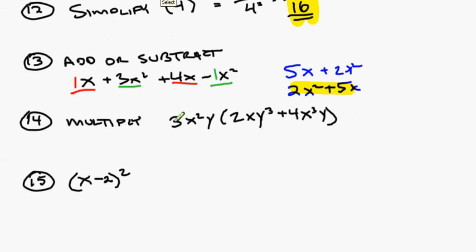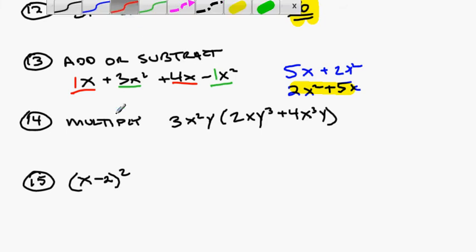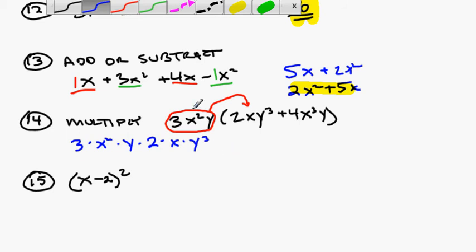For 14 here, I'm supposed to multiply 3x squared y times 2xy cubed plus 4x cubed y. So I am going to take this 3x squared y, and multiply that times 2xy cubed. So this now becomes 3 times x squared times y times 2 times x times y cubed. Then I'm going to multiply this by the second term, 4x cubed y.